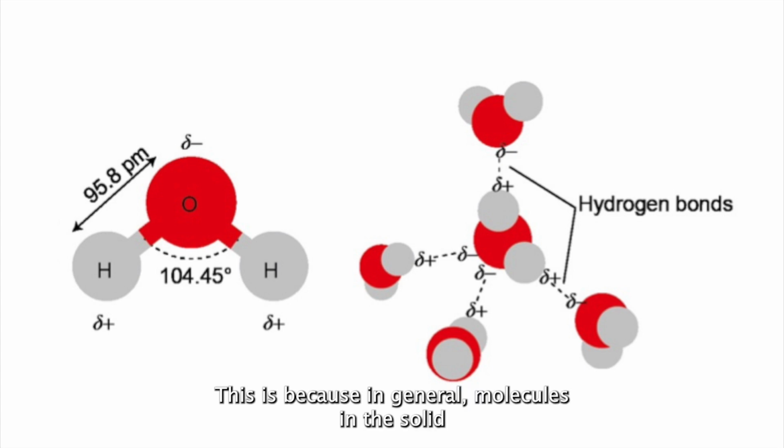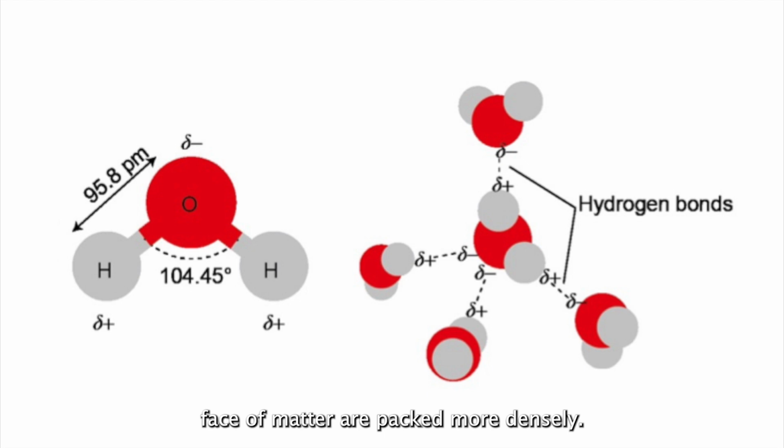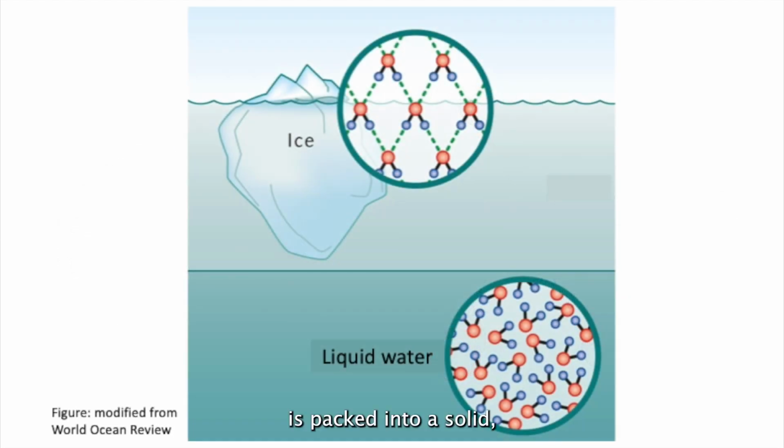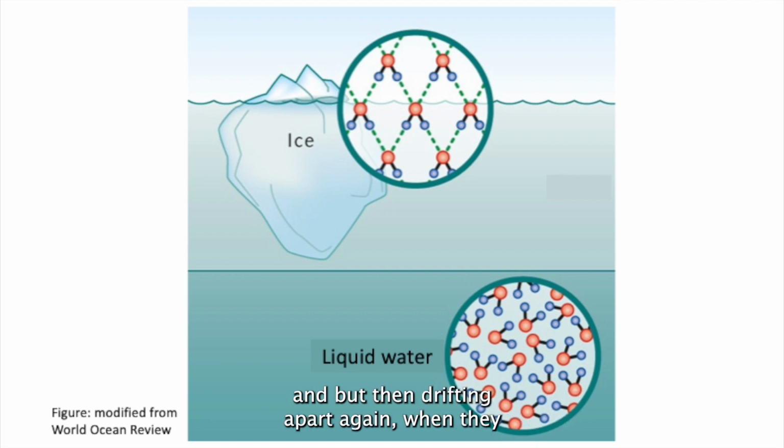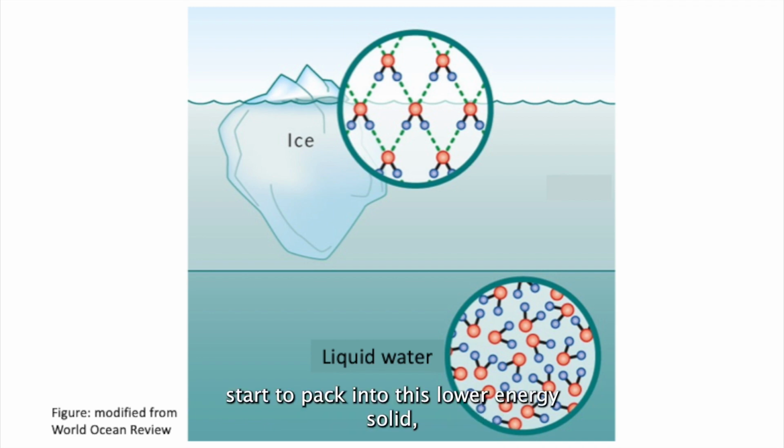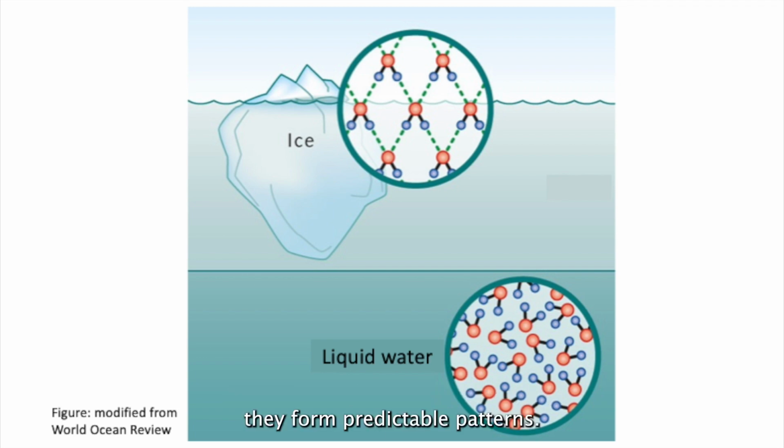This is because in general, molecules in the solid phase of matter are packed more densely. But because water has this weird bend in it, when it goes from this free-flowing form that it is in the liquid stage, where the molecules are all kind of bumping into each other but then drifting apart again, when they start to pack into this lower energy solid, they form predictable patterns.